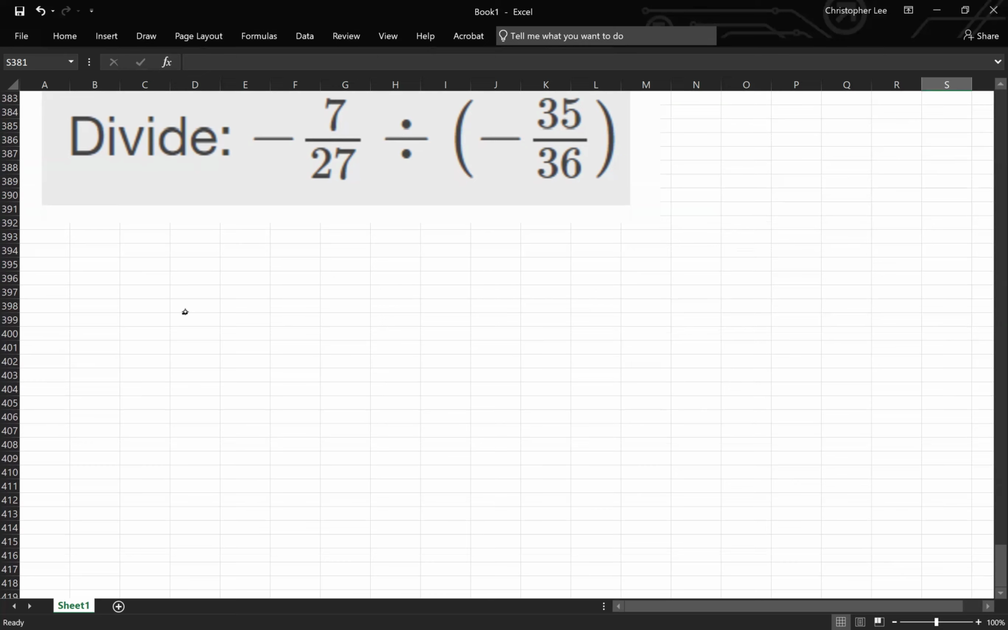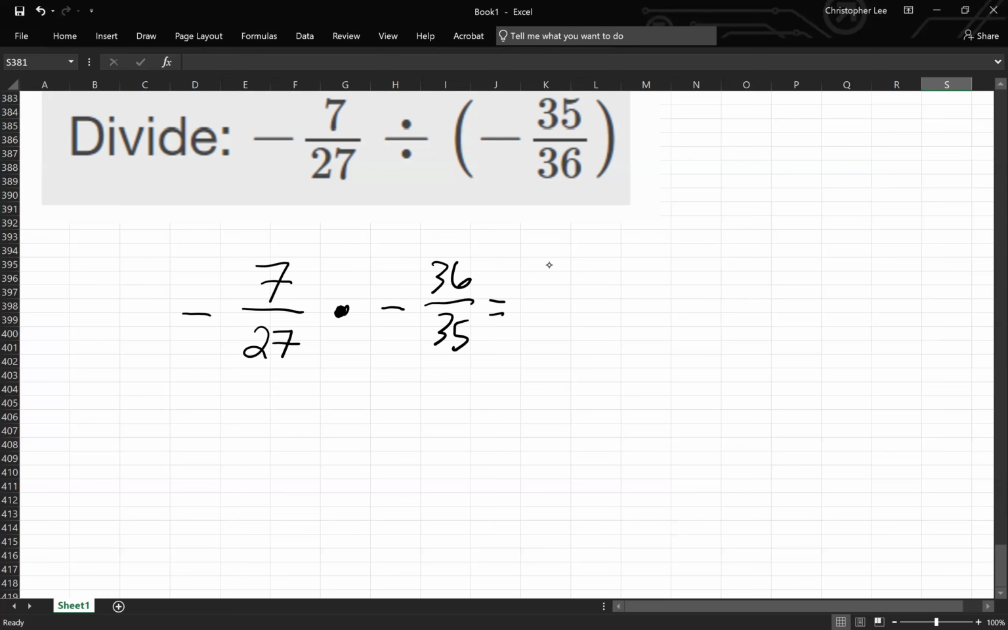So let's try this. I have -7 over 27, right? Keep, change, flip. I'm going to keep that fraction. I'm going to change the division to multiplication. I'm going to flip the second fraction, right? So this becomes what? -36 over 35, right?